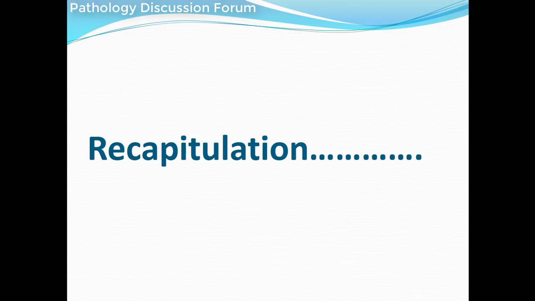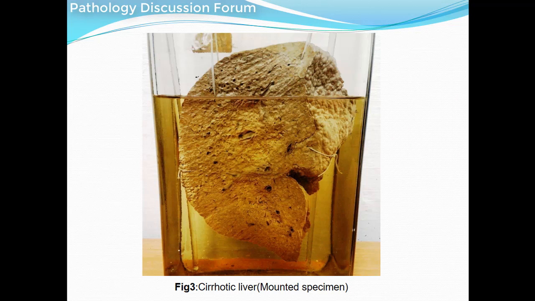Now, let us recapitulate what we have learned today. So, it is a mounted specimen of liver having one external surface, one cut surface, and there is presence of diffuse nodulations, and these nodules are of variable size. Also, there are depressed areas in between the nodules, and the entire liver is involved. So, the possible gross diagnosis is cirrhosis of liver.